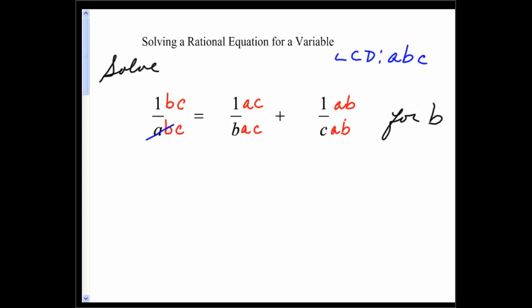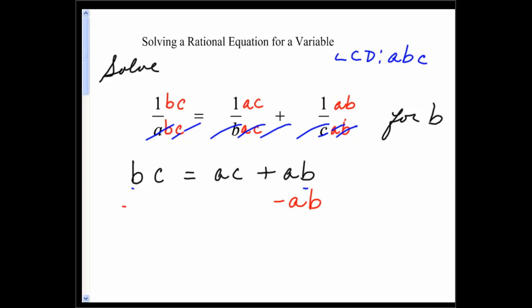you can ignore the denominators and just look at the top, the numerator. So we have bc equals ac plus ab. Now we're going to solve for b, and we have b terms on both sides of the equation. So we're going to have to move the ab over to the other side of the equation, and we'll have bc minus ab equals ac.